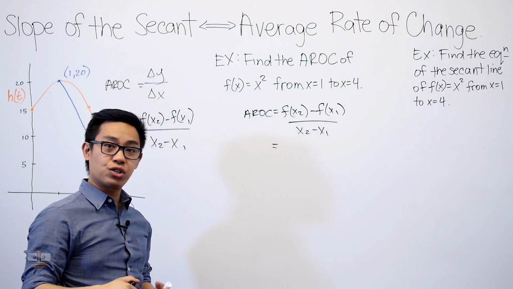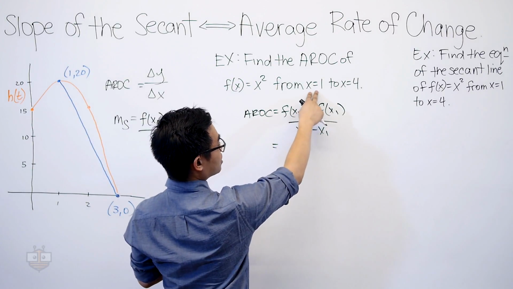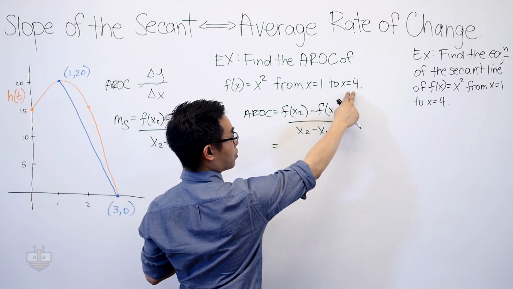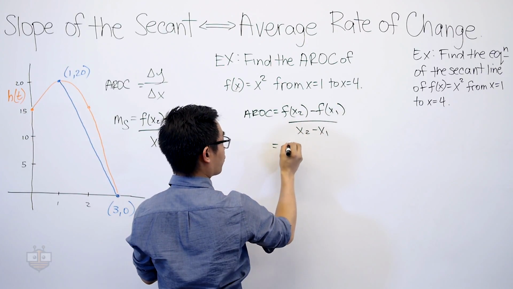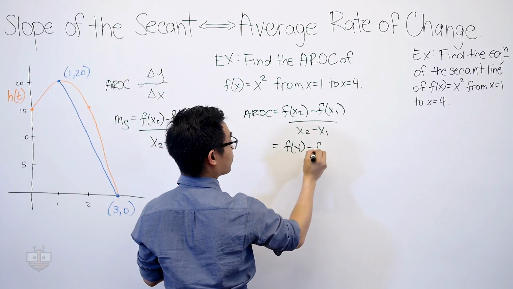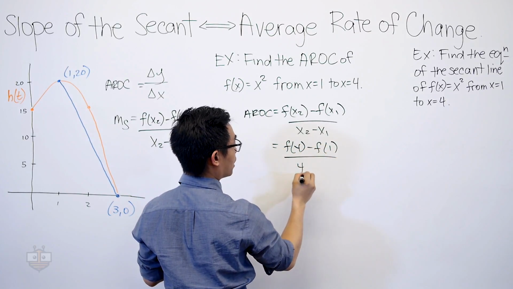Which is our x2 and which is our x1? x1 is here. It's the value 1. x2 is the second value, so 4. So we'll sub in 4 for x2. We get f at 4 minus f at 1 all over 4 minus 1.